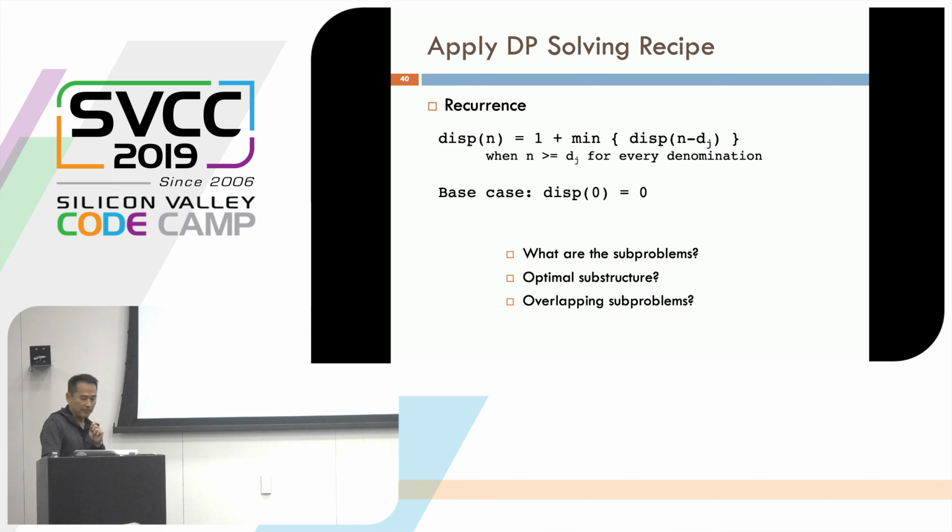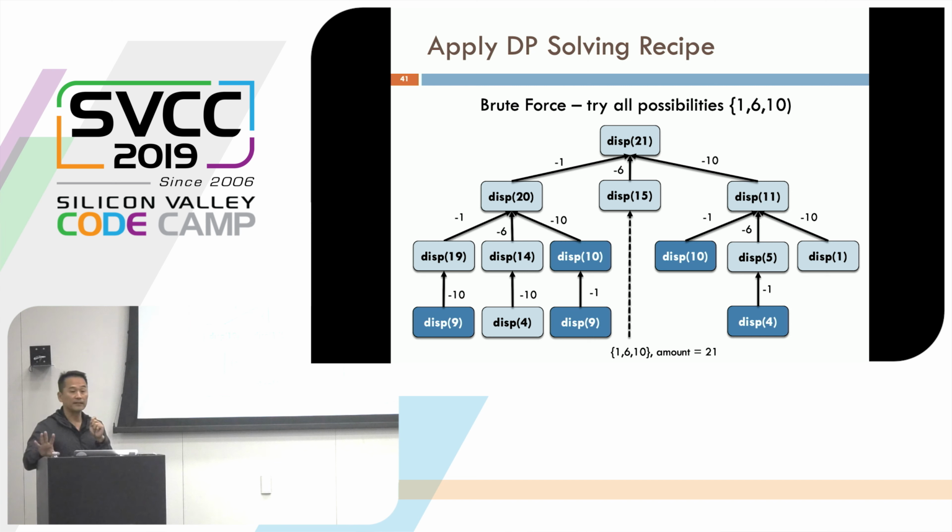And then you're going to ask the same questions again. What are the subproblems? Is there optimal substructure? Are they overlapping? Again, drawing out your tree. It's very important to draw this out, because the moment you draw it out, things become fairly obvious, right?